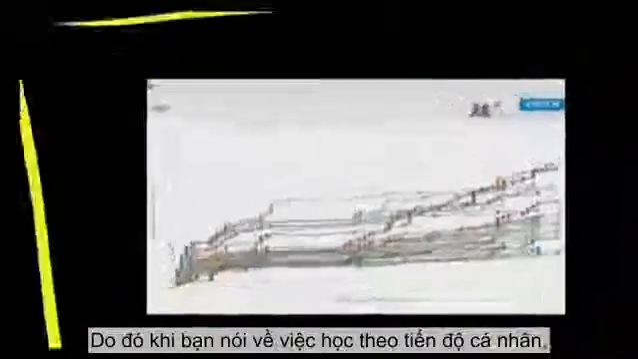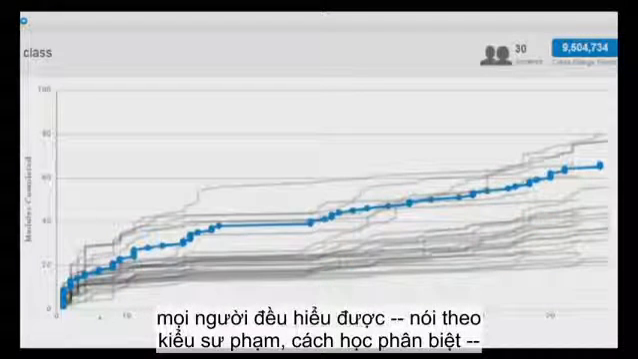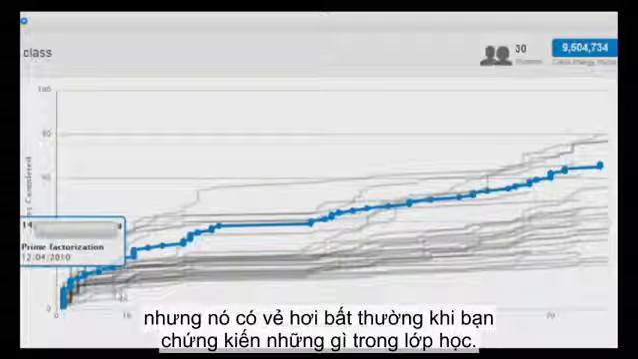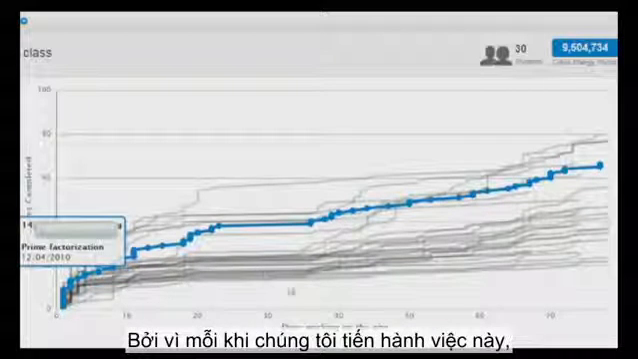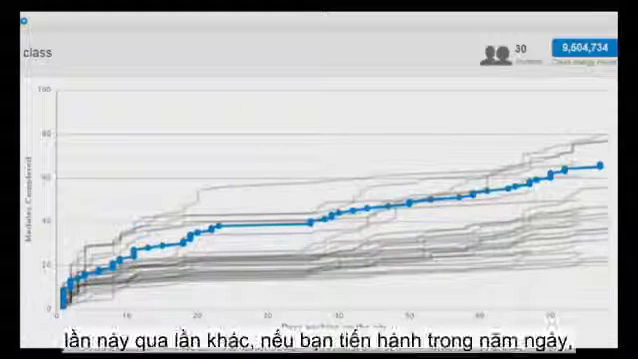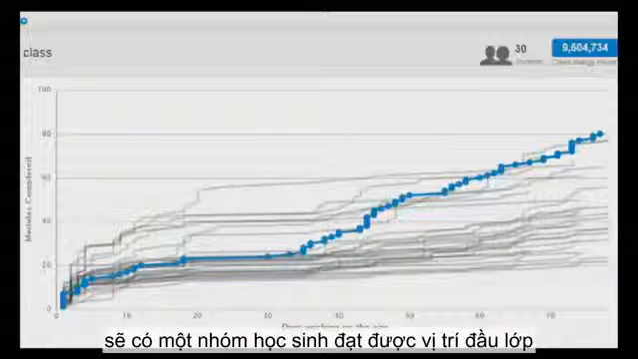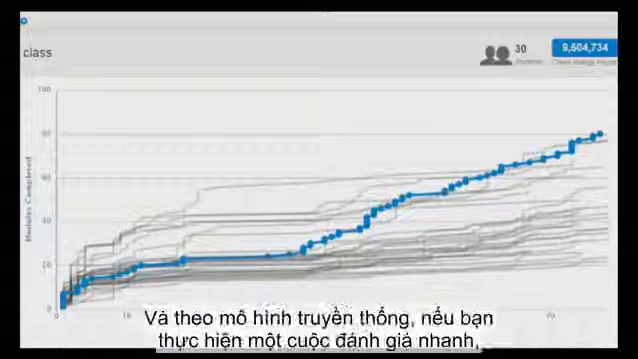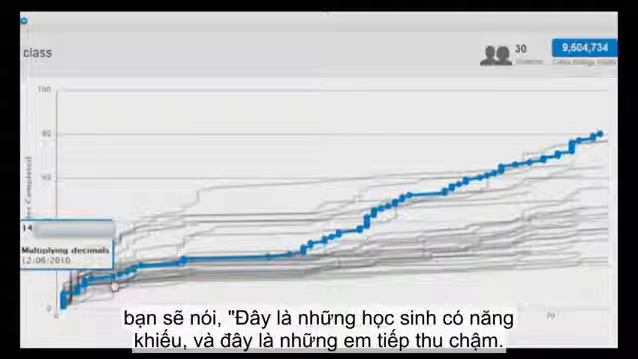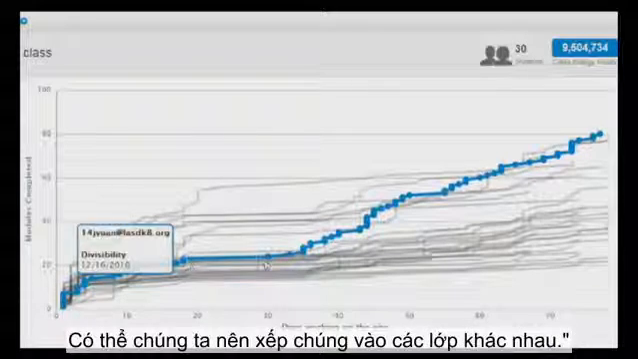So when you talk about self-paced learning, it makes sense for everyone. In education speak, differentiated learning. But it's kind of crazy what happens when you actually see it in a classroom. Because every time we've done this, in every classroom, over and over again, if you go 5 days into it, there's a group of kids who've raced ahead, and there's a group of kids who are a little bit slower. And in a traditional model, if you did a snapshot assessment, you'd say, oh, these are the gifted kids, these are the slow kids. Maybe they should be tracked differently. Maybe we should put them in different classes.